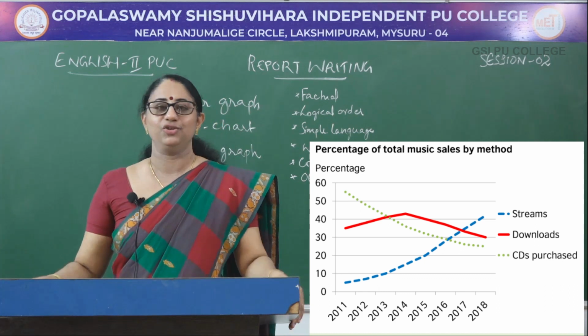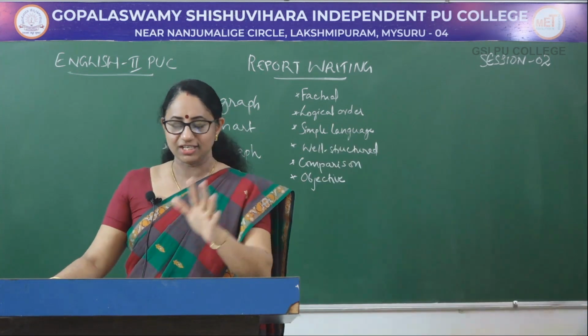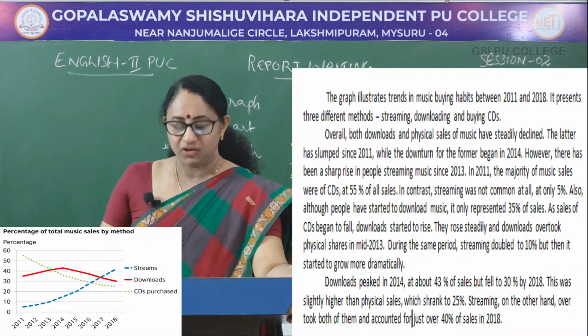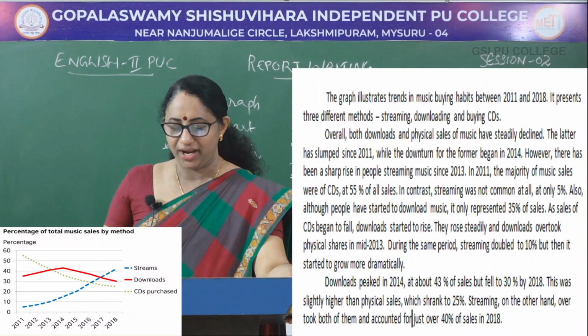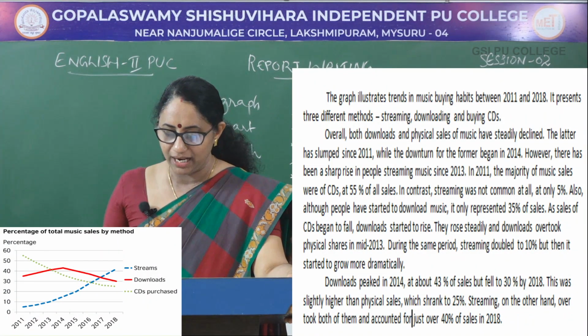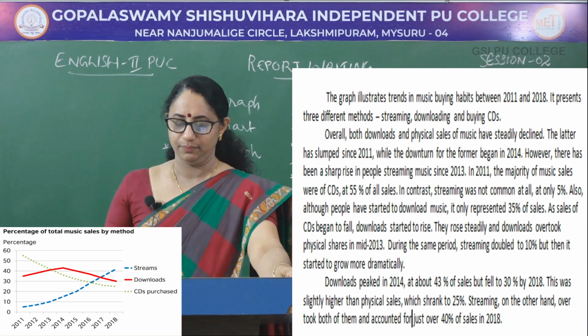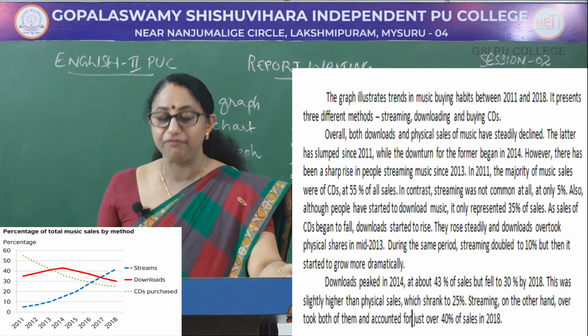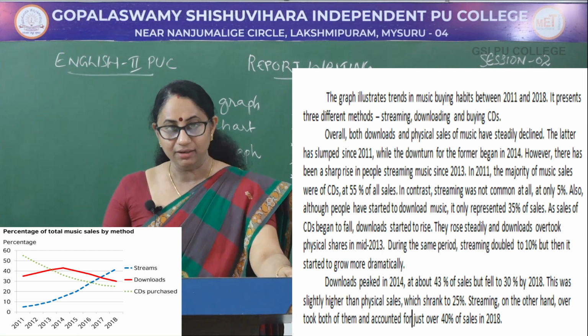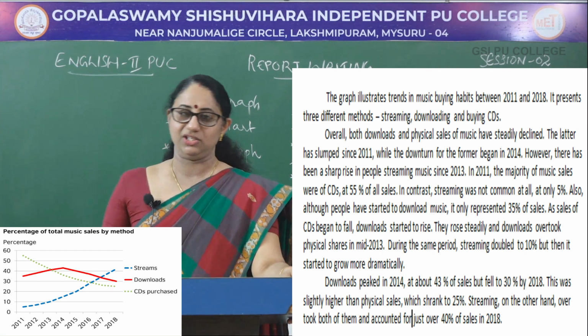Now let us write a report based on this. So this is how we begin. The graph illustrates trends in music buying habits between 2011 and 2018. It presents three different methods: streaming, downloading and buying CDs.